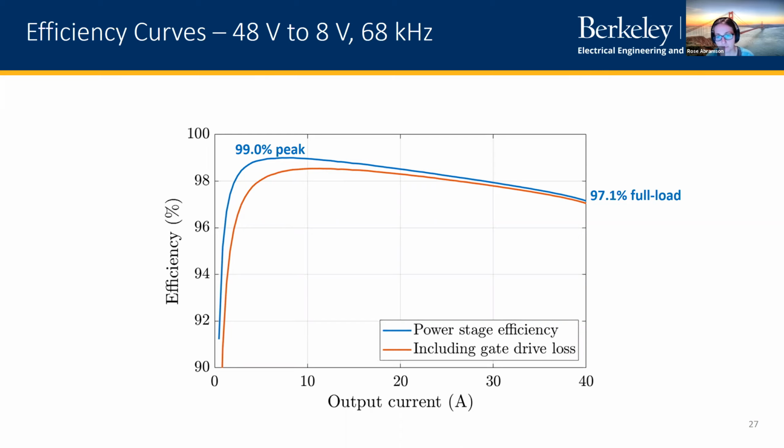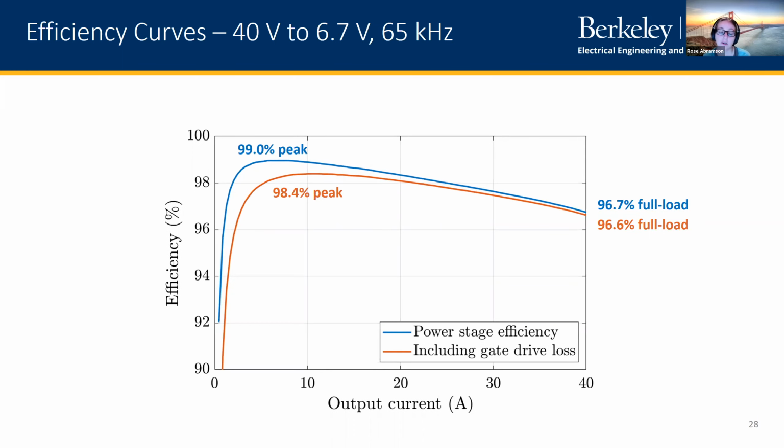And so you can see that we can achieve around 99.0% peak efficiency in terms of power stage, and then 97.1% at 40 amps. And then once we include gate drive loss, we still get very nice performance of 98.5% peak and 97% efficiency at full load.